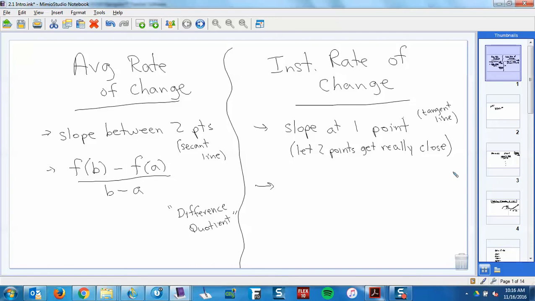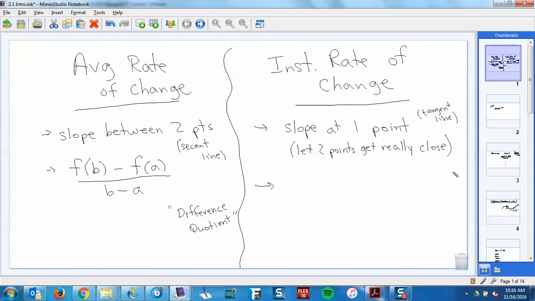And the way you do that is the old slope formula. It's got a fancy name called the difference quotient. Kind of makes sense. You're subtracting, so therefore the word difference, and then you're dividing, therefore the word quotient. So we call that the difference quotient. It's an important idea. It's slope between 2 points, but it's also a rate of change. But it's average rate of change.